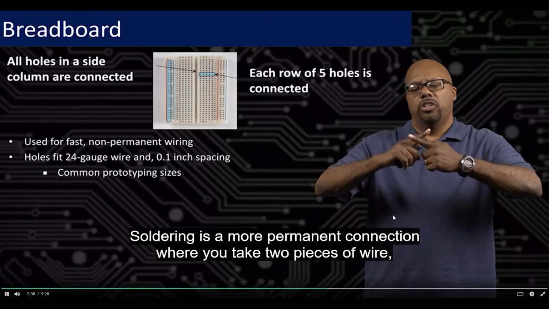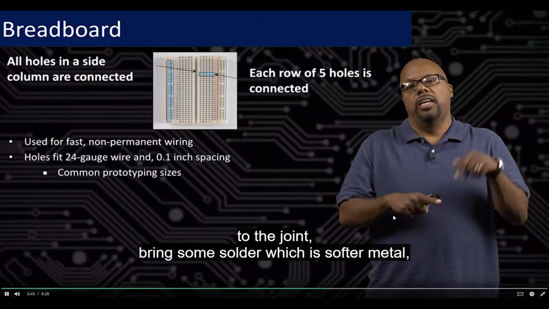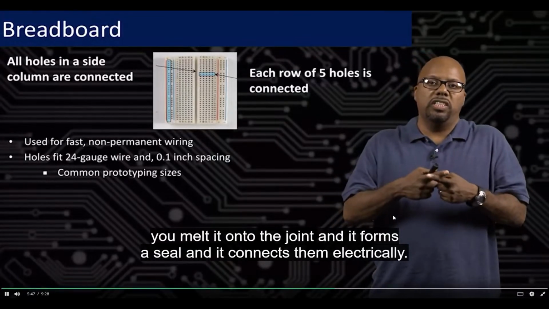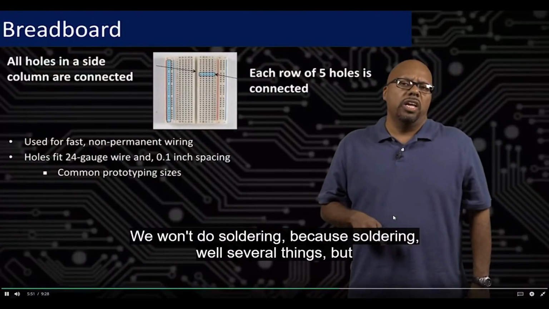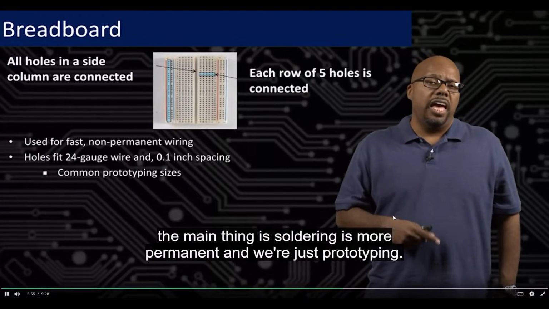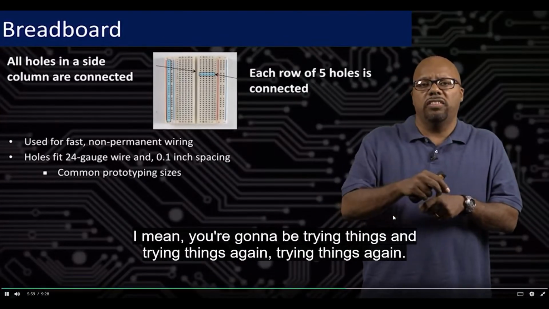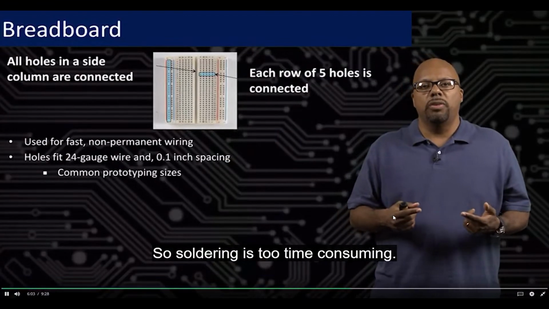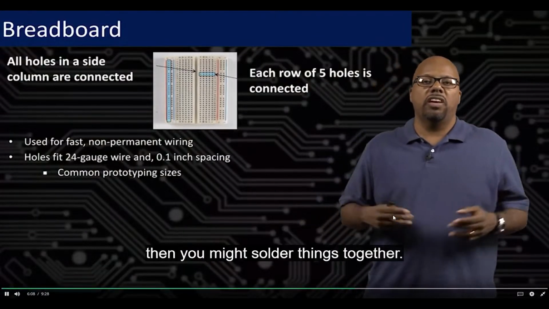We take two pieces of wire, two pieces of metal, you want to connect, you take a hot iron, touch it to the joint, you bring some solder, which is softer metal, you melt it onto the joint, and it forms a seal and connects them electrically. So that's soldering. We won't do soldering, because soldering, well, several things, but the main thing is soldering is more permanent, and we're just prototyping, right? I mean, you're going to be trying things, making mistakes, trying again. So soldering is too time consuming. Soldering is more permanent. In the end, when you're done, you know everything works, then you might solder things together. But we're not in that mode.